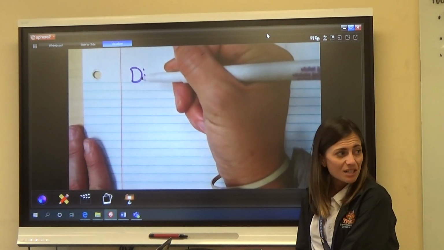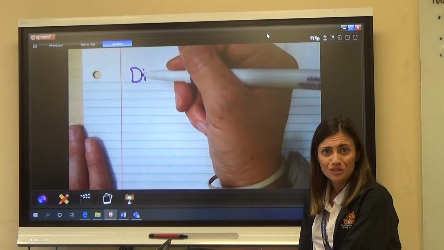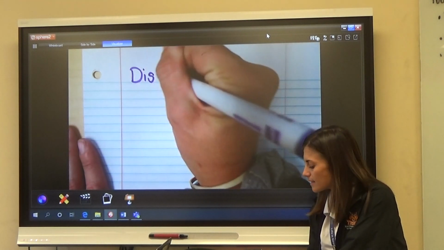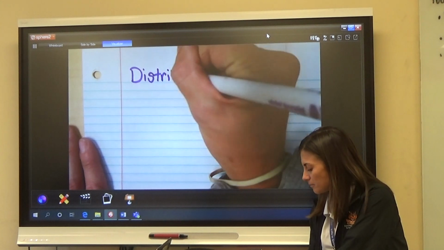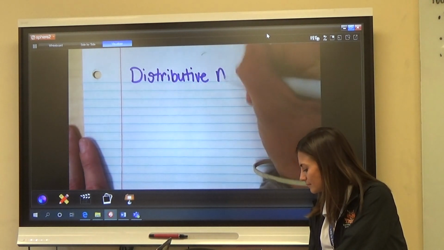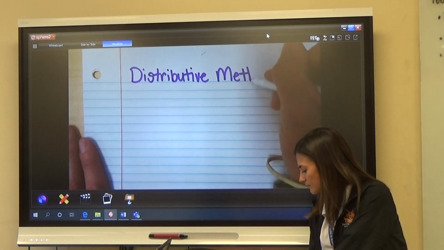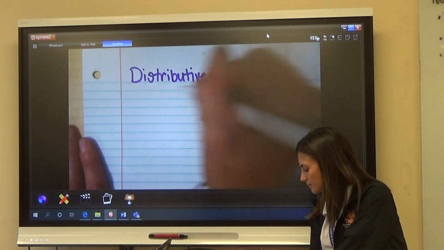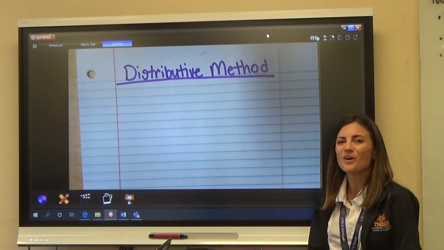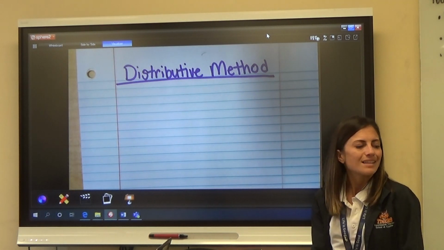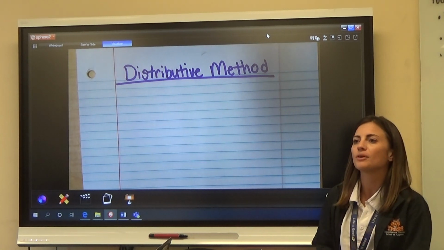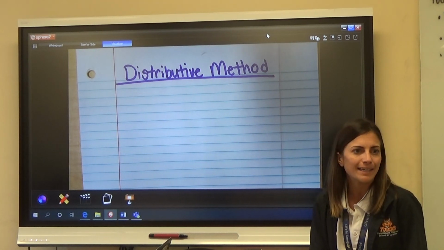So my fourth hour class here, as well as you at home, are going to copy down what I write on my page. So title this the distributive method. Our distributive method means we're sharing the love. We're distributing out different pieces of the equation to make it easier.